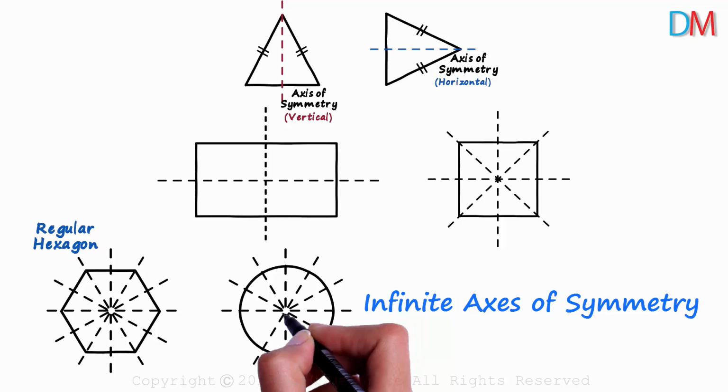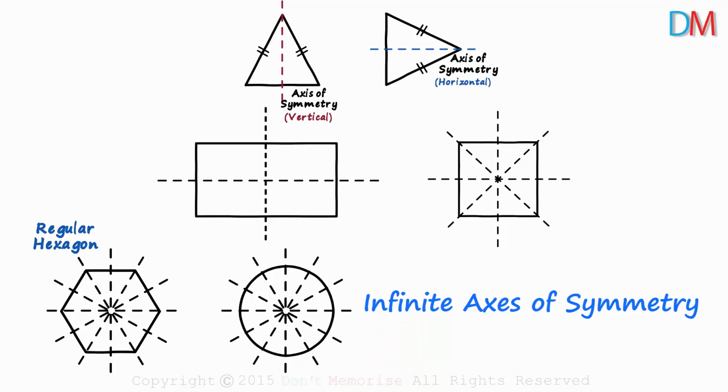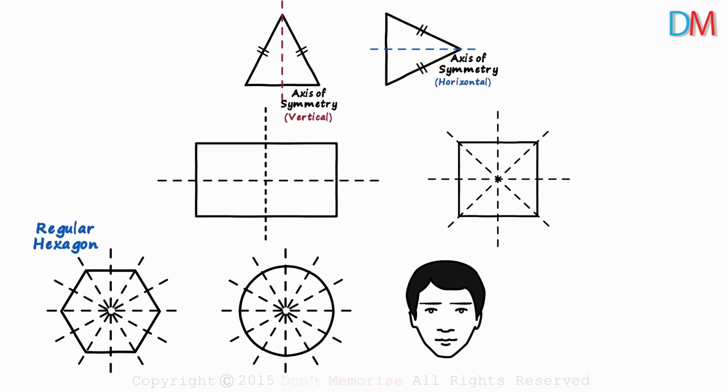No matter how we draw the line passing through the center, the two parts formed will always fold perfectly along that line. Did you know that nature loves symmetry? The best example of symmetry in nature would be that of a human face. It has a vertical axis of symmetry.